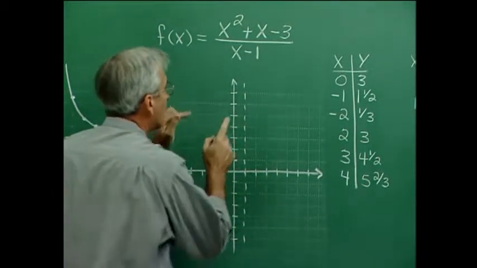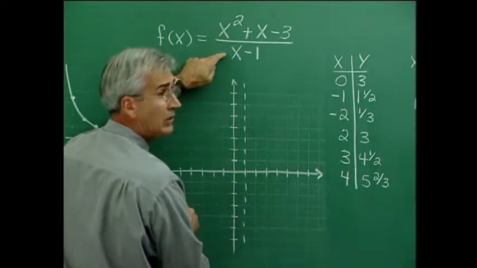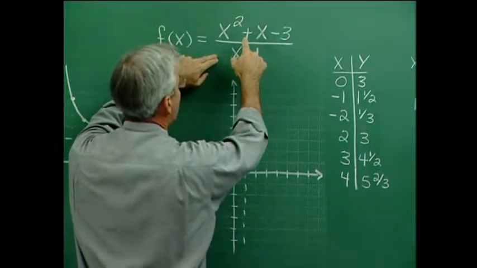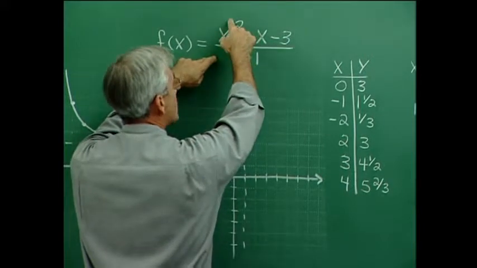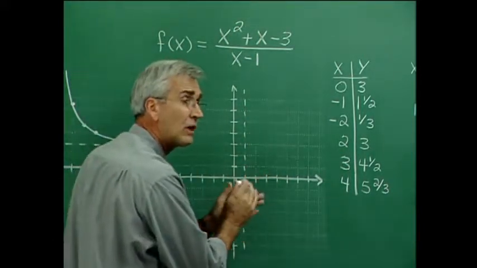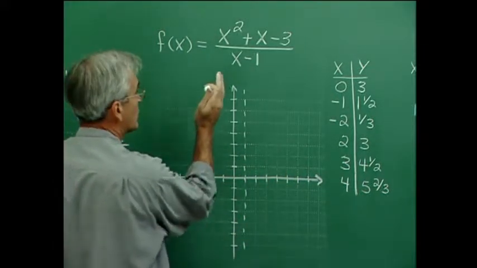And now we look for the horizontal asymptote by looking at the degree of the numerator compared to the denominator. Notice we have a second degree numerator, a first degree denominator. So the degree of the numerator is larger, and that means we don't have a horizontal asymptote at all. We have a slant asymptote. But let me show you how to find the equation for the slant asymptote.